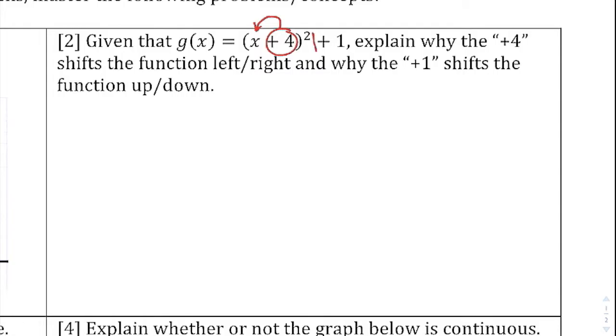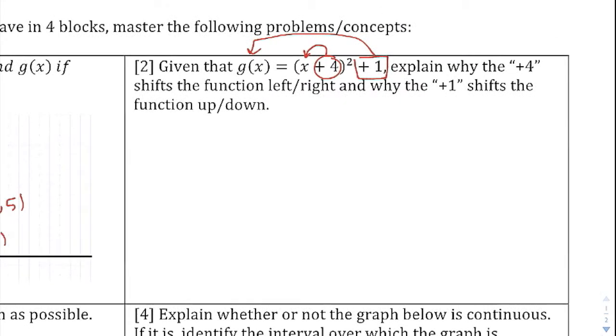This plus 1 at the end modifies the value of the function. It changes the g of x function once you actually chosen an x and squared it. This is going to move the entire value. The value maps to y, therefore it's going to shift up and down. So that's more or less why the addition shifts.